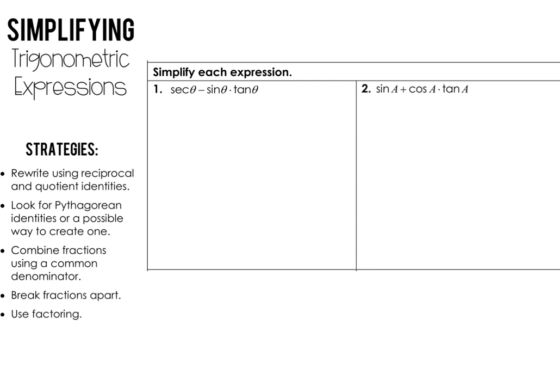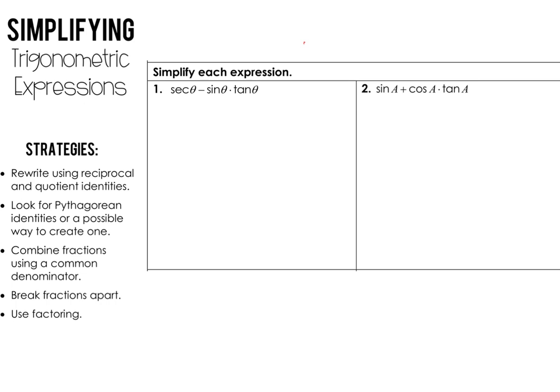If you have anything that's squared, it's often easier to look for some Pythagorean identities or to rewrite things using Pythagorean identities. If you have fractions, combine using common denominators, and then break the fractions apart. For this one here, we have secant, sine, and tangent.